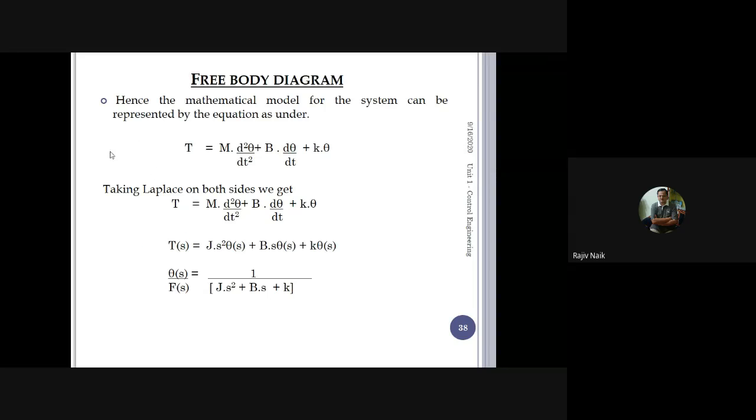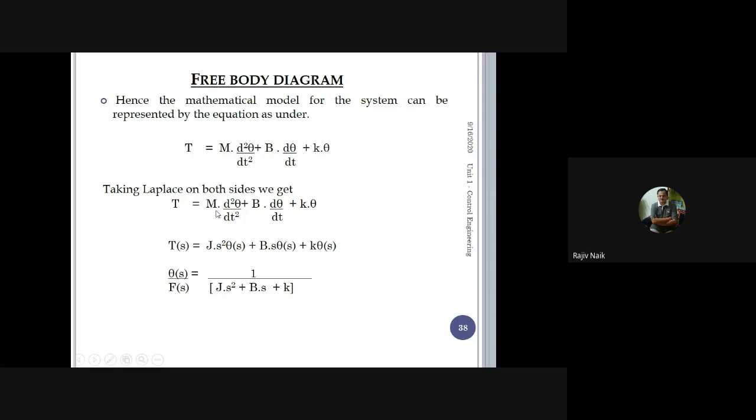So you can see, here it has to be J, here B, here it is K. So J into d square theta by dt square plus B into d theta by dt plus K into theta is the total torque being opposed by a rotational element system. This is the inertia element. It is J, not M. And this is the damper. This is the spring, which is equal to torque. So you can see here the same equation is written.